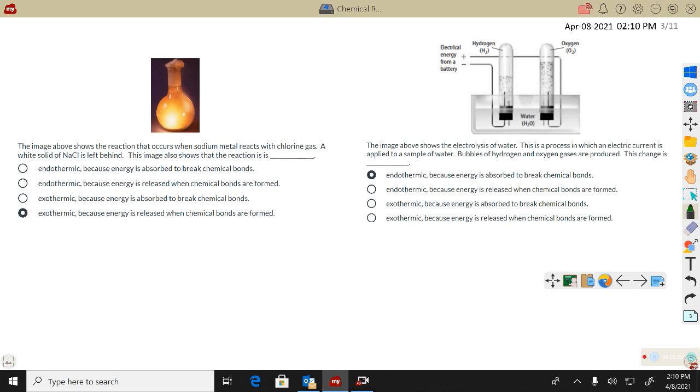The opposite is true of breaking bonds. Electrolysis of water is a process in which an electric current is applied to a sample of water so that bubbles of hydrogen and oxygen are produced. We're decomposing the water into its elements. So in order to do that, we have to break the bonds. Breaking bonds requires energy. That's endothermic. Here, our energy source is the electric current. Sometimes it might be heat or light. We need some kind of an energy source in order to break bonds.